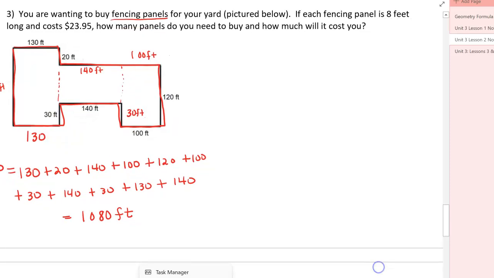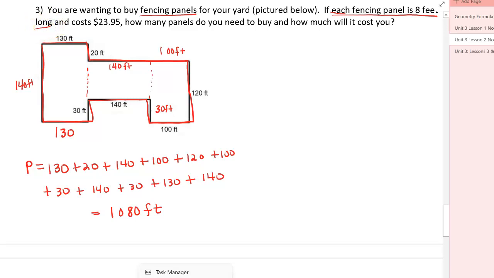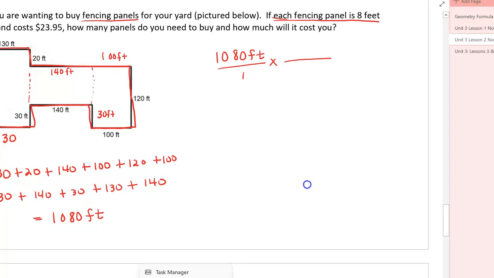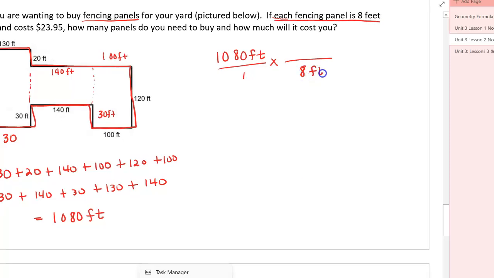Now it tells us each fencing panel is 8 feet long. So I can use unit analysis. I have 1,080 feet over 1, and I'm going to multiply that, and I'm going to put my 8 feet on the bottom so that the feet cancel, and 1 panel on the top. So my feet will cancel, and I'll have 1,080 over 8 panels. And if you divide, this one comes out to a nice 135 panels.